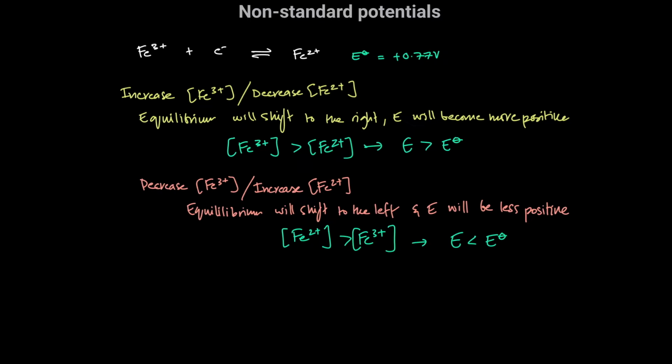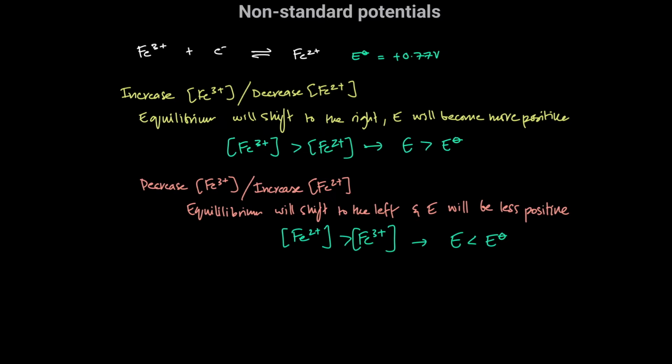the standard reduction potential. Here, of course, we're only looking at the effect of concentration on the equilibrium. We're not going to be looking at the effect of temperature. So even here, we're assuming that these changes are being made at a temperature of 298 Kelvin.